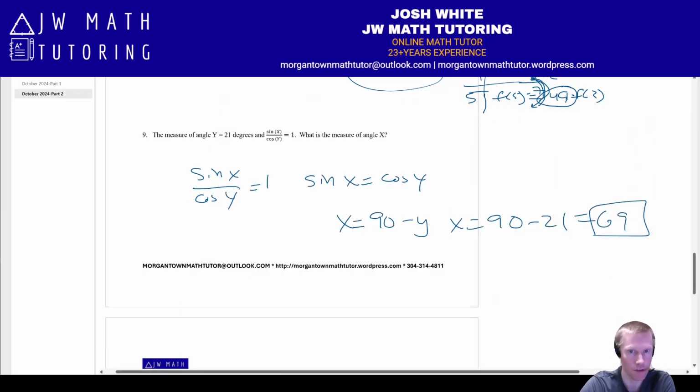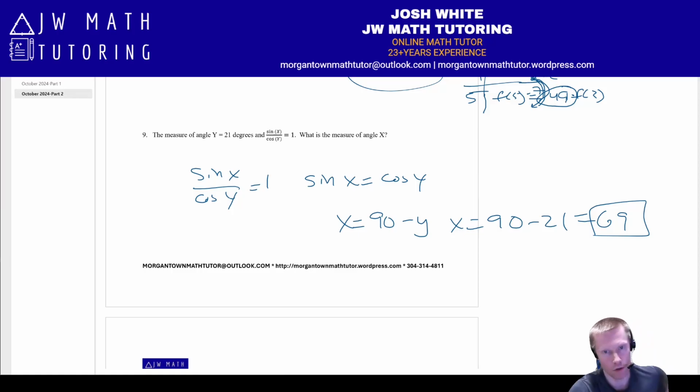that's how you could basically solve this just completely in Desmos without needing to recognize the fact about the two angles needing to be complementary, in order for the sine of one to equal the cosine of the other.